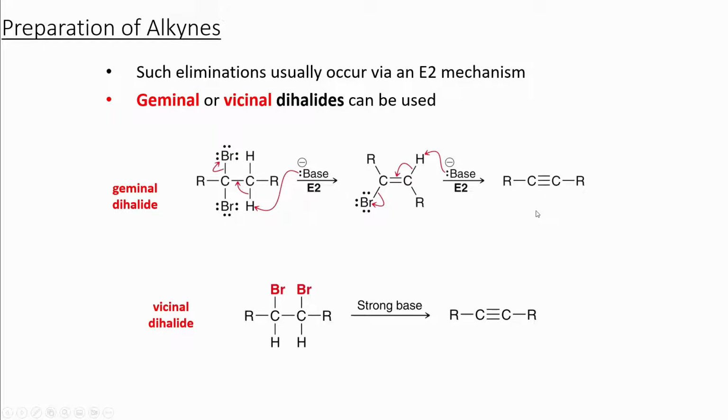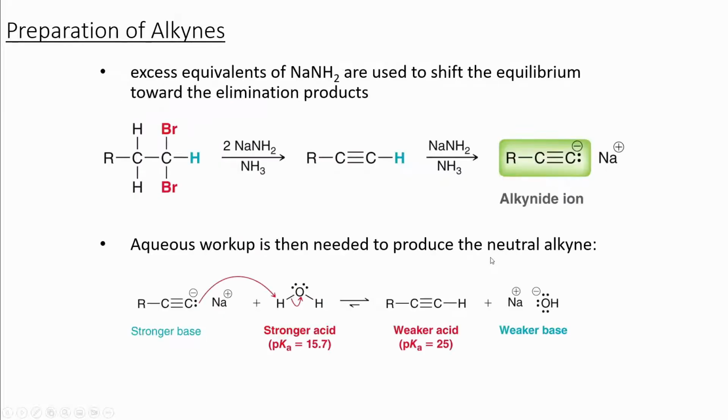We can do this reaction on both geminal and vicinal dihalides. Geminal refers to the halogens being attached to the same carbon. Vicinal refers to the halogens being attached to adjacent carbons. In order for this reaction to occur, we're going to use excess equivalents of NaNH2. This will shift the elimination towards the equilibrium of the products.